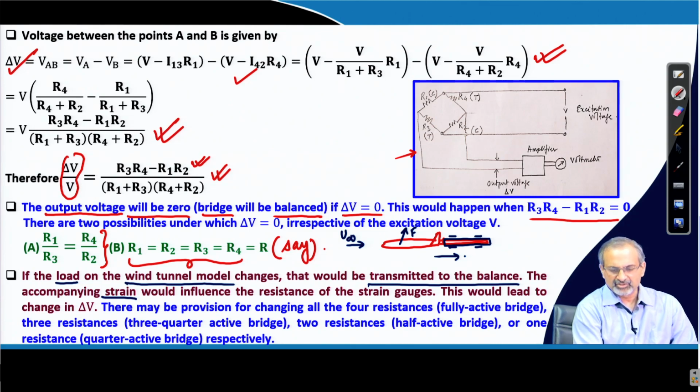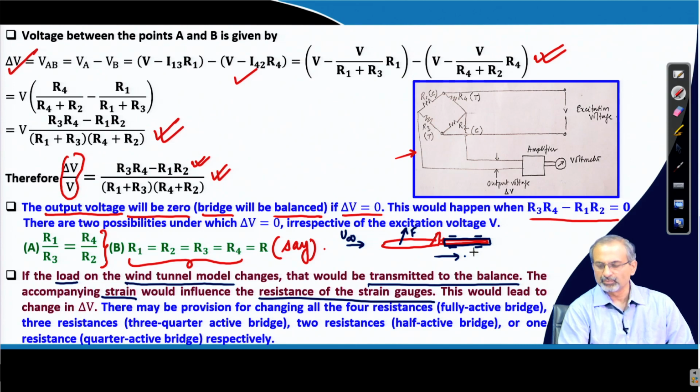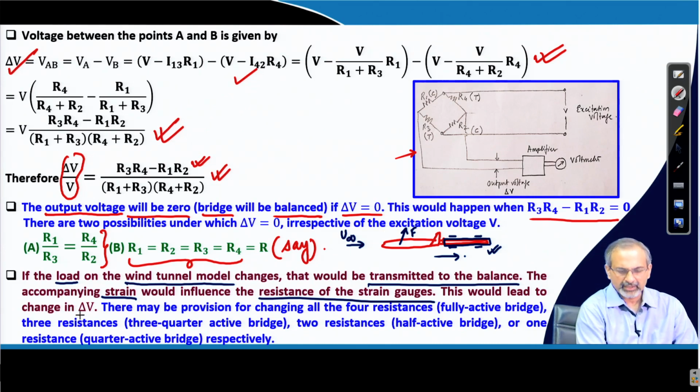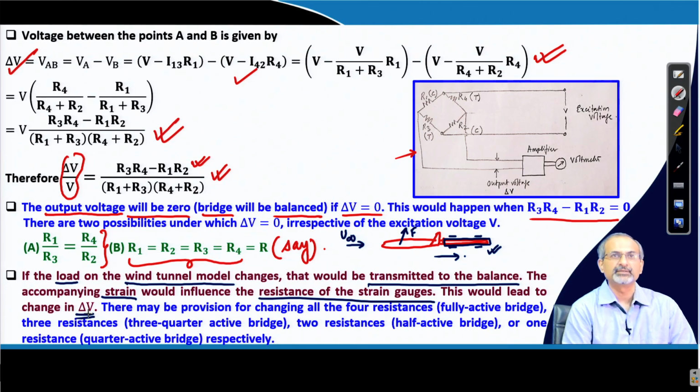The accompanying strain would influence the resistance of the strain gauges. So, because of the change in the loading, the strain on the resistances would also change, and therefore, their resistances, and consequently it will influence the delta V. That is basically the connection.